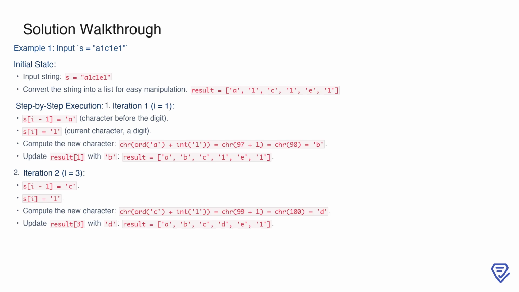Using the same calculation process, we find that chr(ord('C') + int(1)) equals D. We update result[3] with D, resulting in the updated list: A, B, C, D, E, 1.